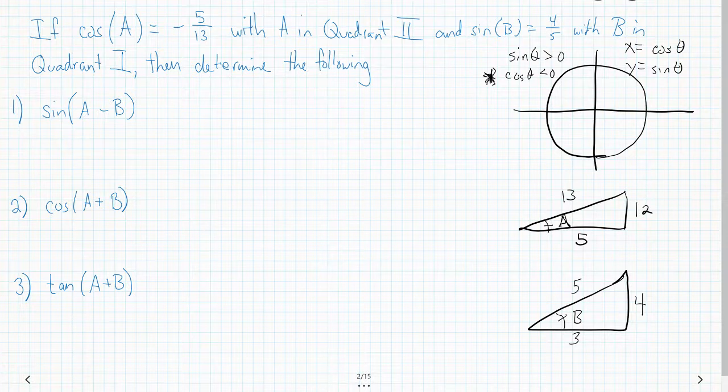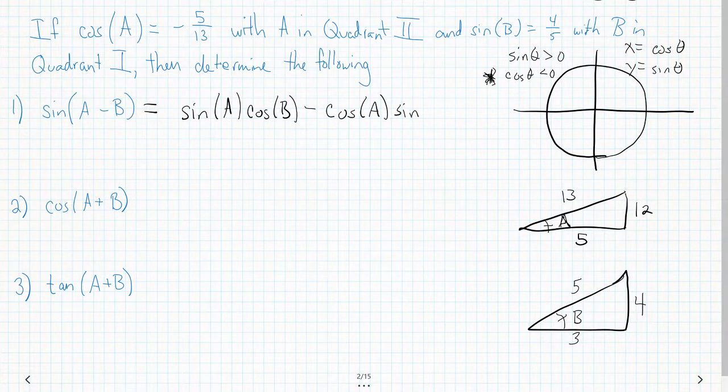So now how do we solve all this stuff? Well, sine of A minus B, you have a formula that talks about this. So that would correspond to sine of A cosine of B, and then it goes minus cosine of A sine of B.